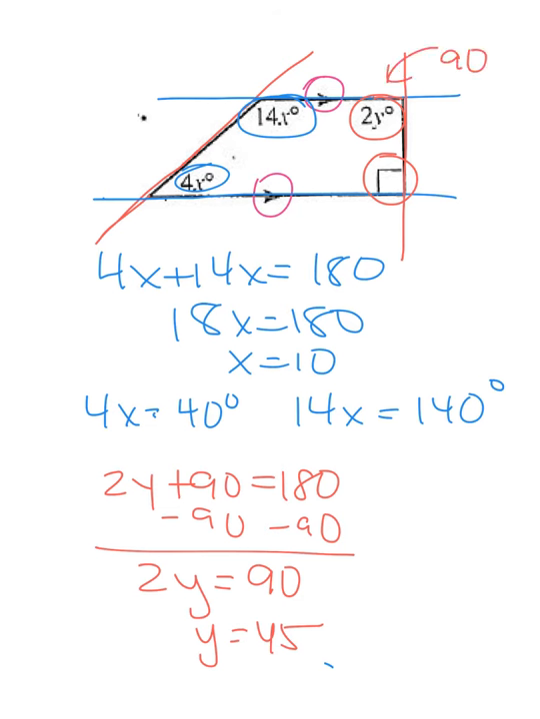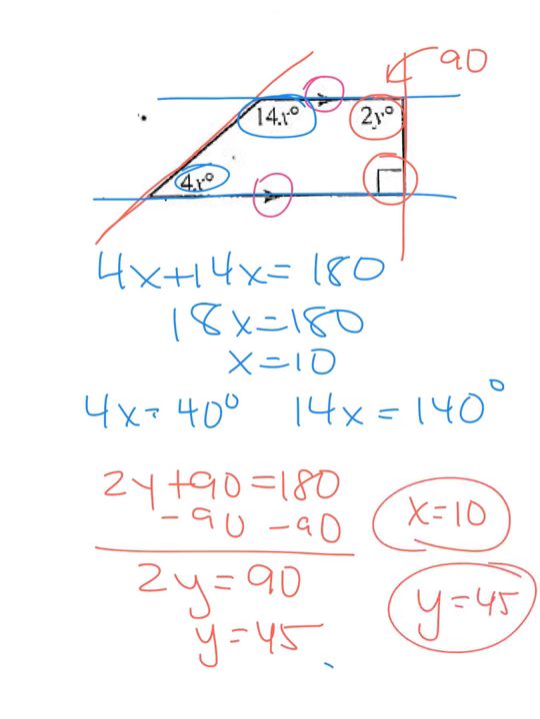So if they ask you what the value of x is, that's 10, and the value of y is equal to 45. Now again, I can check them. This is 90 and that's 90 because it's a right angle. That equals 180. I know they're supplementary. Same thing if I look at my angles dealing with x. I had 40 and 140. When I add them together, I get 180, which I know I'm supposed to get because same side interior angles are supplementary.